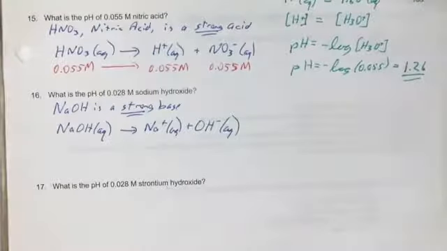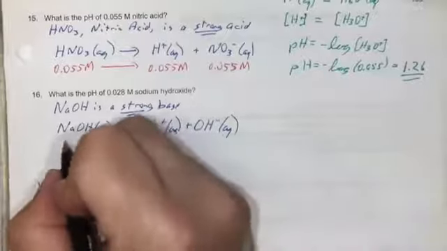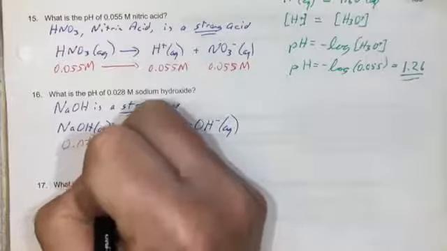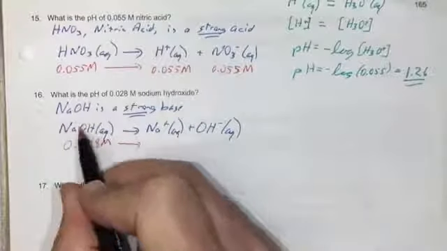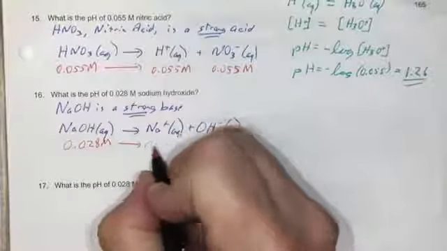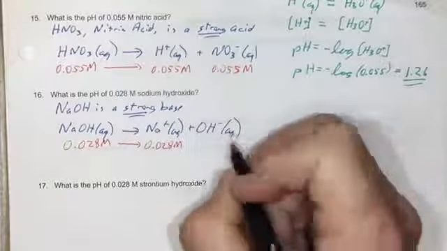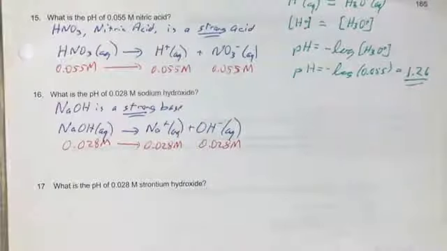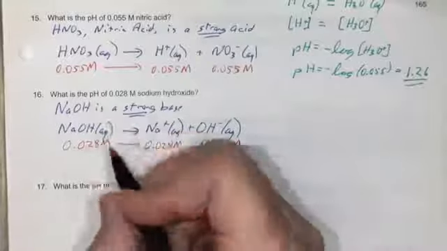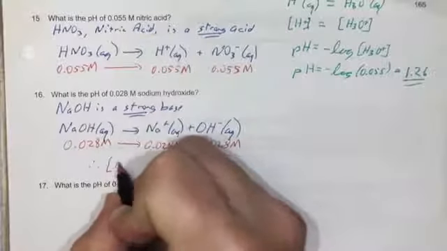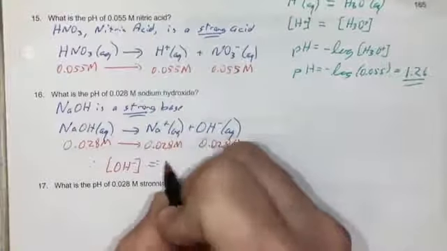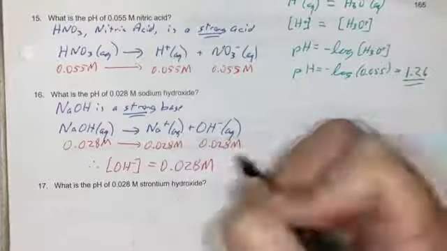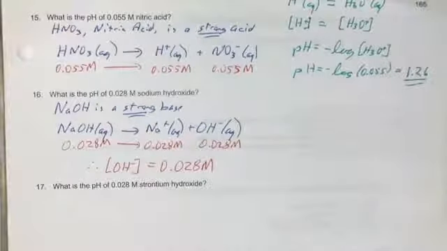So if you start with 0.028 moles per liter of sodium hydroxide, it will completely break up. You won't have any of this left, and you'll have 0.028 moles per liter sodium cation and 0.028 moles per liter hydroxide. So in this case, we know the concentration of hydroxide is 0.028 moles per liter. Now, if you know the concentration of hydroxide, can you get the pH?